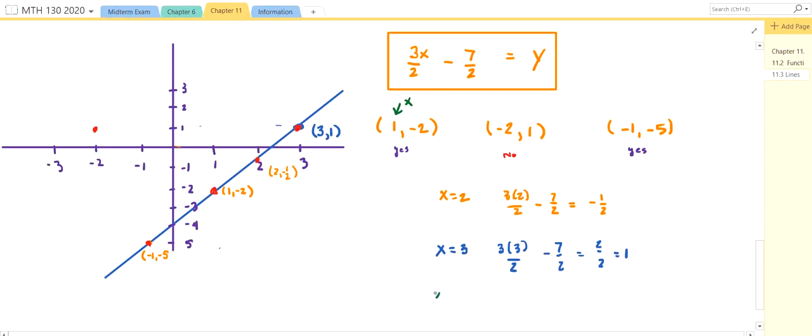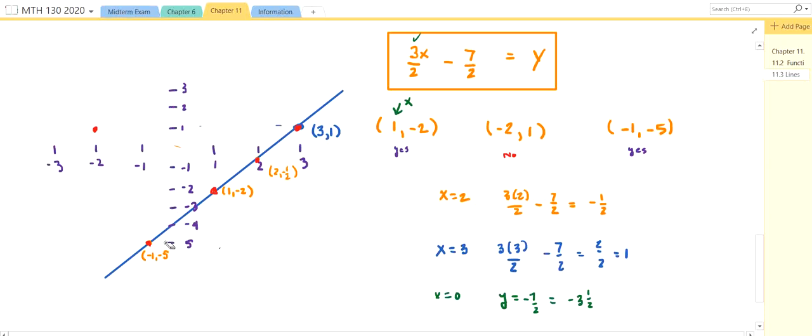what would we expect y to be? Well, if x equals 0, this term's going to drop out completely. This term here will drop out completely. So y is going to be minus 7/2, which is minus 3 1/2. That's this point right here. You can see that I have my plot, my scale drawn poorly.